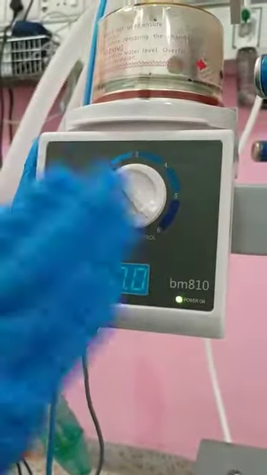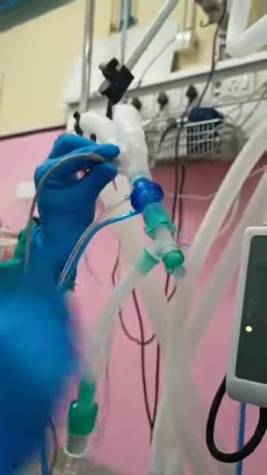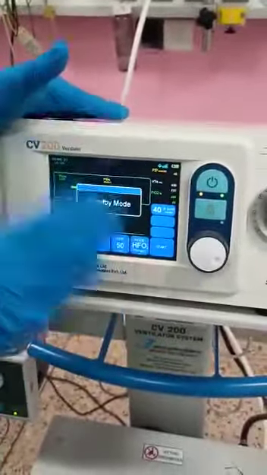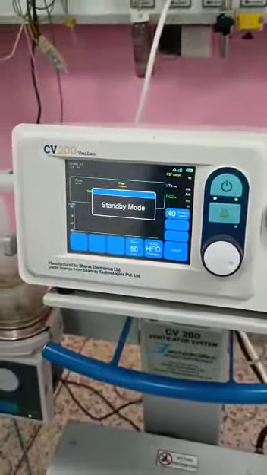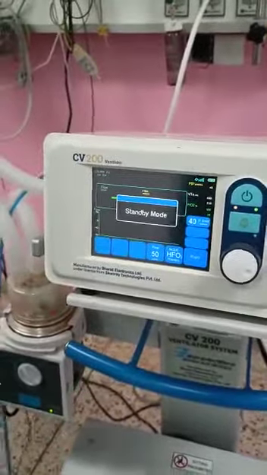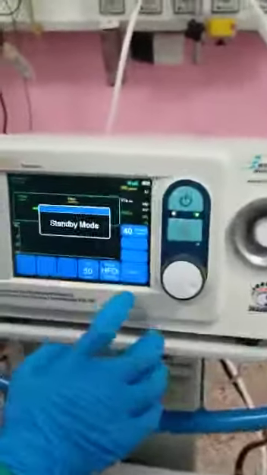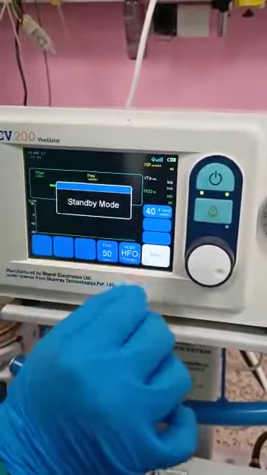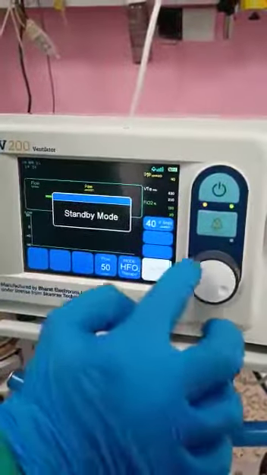Now the delivery of gases will take place, and the temperature probe will determine the temperature of the gas which is being delivered to the patient. Now coming back here, we have placed the setting. The ventilator is still in standby mode. So before attaching to the patient, again we have to press start. We have pressed start here, and to confirm it, we have to press the center of the knob.